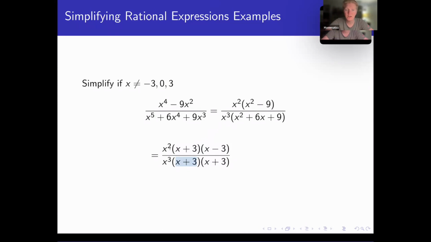And then we have x squared over x cubed. We have 2 x's up here, 3 x's down here. We can cancel out 2 of them. So we're left with just a single x from that x squared over x cubed. x minus 3 stays. The other x plus 3 stays. This, very beautiful. x minus 3 over x times x plus 3.